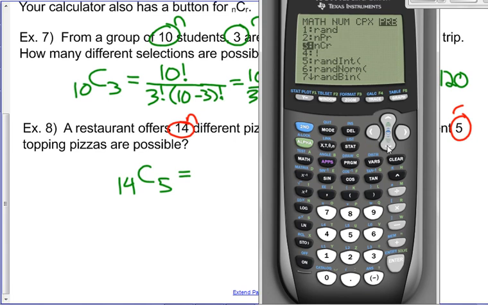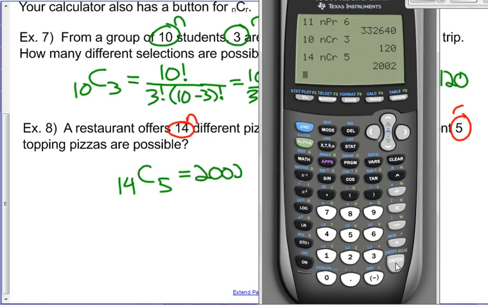And if I don't have to, I'm not going to use the formula. There we go. There are 2,002 different 5-topping pizzas.